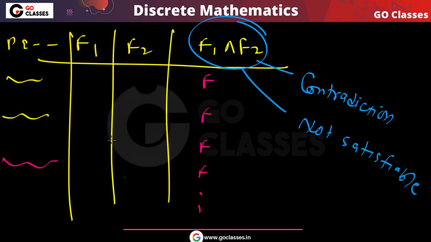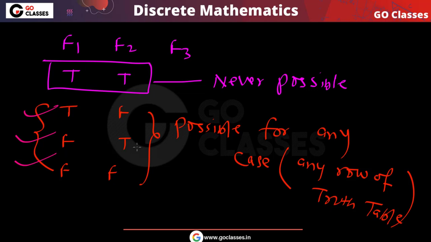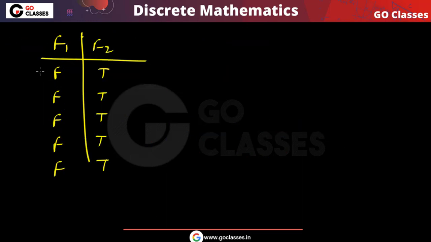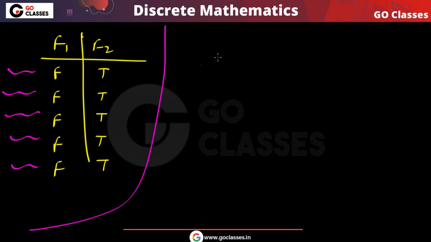Because remember, the only restriction we have is that for any row, whatever row you take, this is not possible. Means f1, f2, at least one of them must be false for any row. So whatever row you take, at least one of them must be false. Okay, so this is also possible. Similarly, this is also possible.